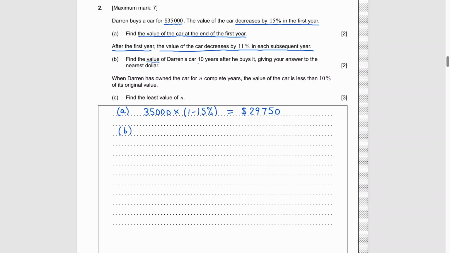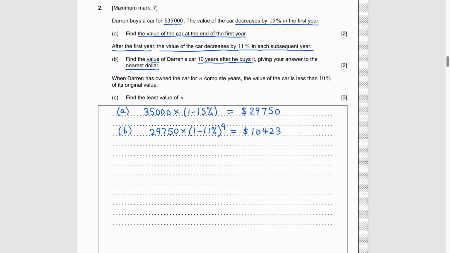So, the value after 10 years is the value found in Part A, which is 29,750, multiplied by (1 minus 11%) to the power of 9, since there are 9 more years after the first year.